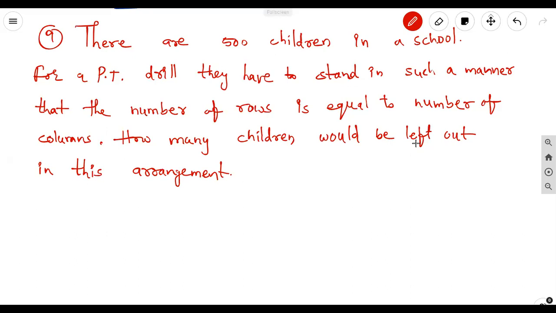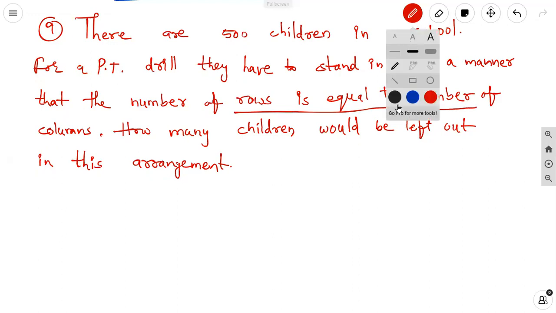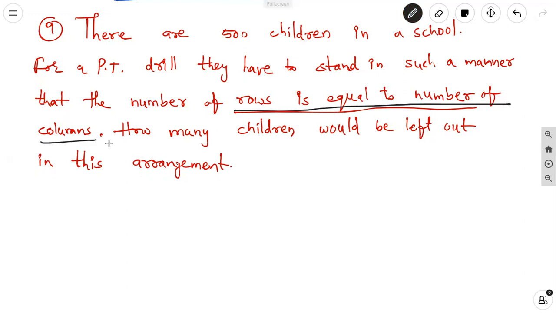It is the last problem in this exercise and chapter. There are 500 children in a school for a PT drill. They have to stand in such a manner that the number of rows is equal to the number of columns. Number of rows and columns are equal means it makes a square. How many children would be left out?